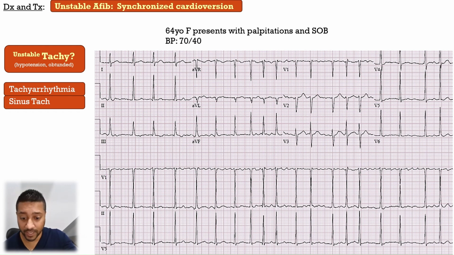Now, of course, in this situation where I'm seeing an irregular rhythm with the absence of P waves, I know I'm probably dealing with atrial fibrillation. But again, I just want to show you that when it comes to the management, if you use this algorithm, you really don't have to worry about which of those you're dealing with. An unstable tachyarrhythmia, whichever of it is, gets synchronized cardioversion.